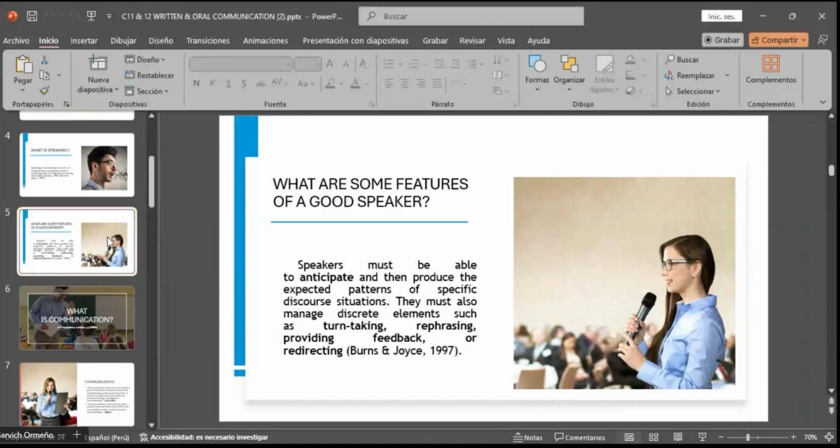They must also manage discrete elements. What are discrete elements? So in the debate, in the interview, in the simulation, you need to have turns. That's what we call turn taking. You cannot interrupt each other.